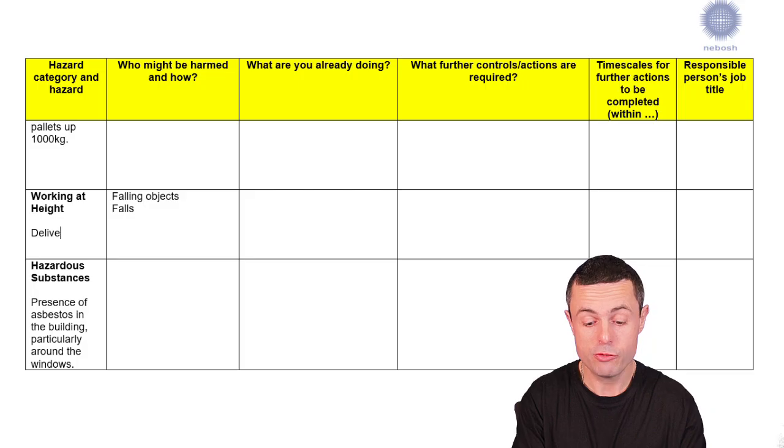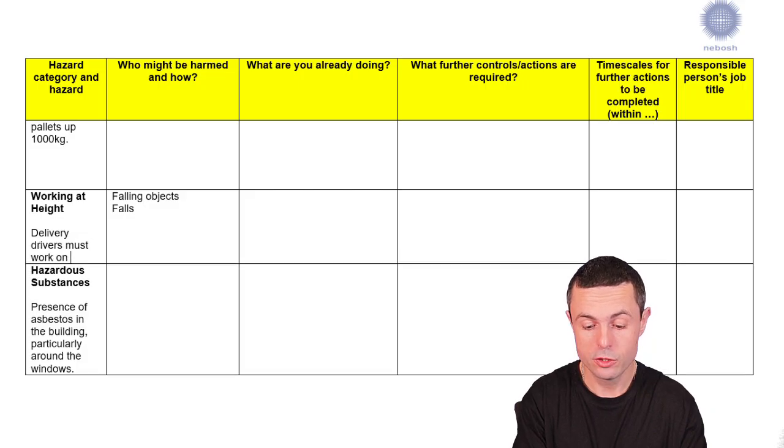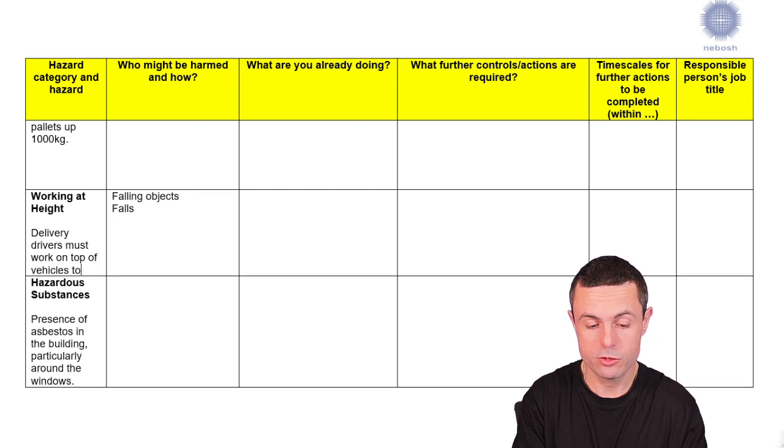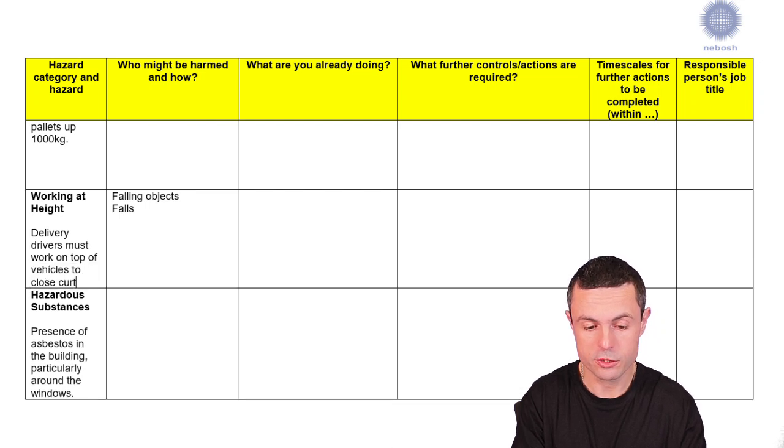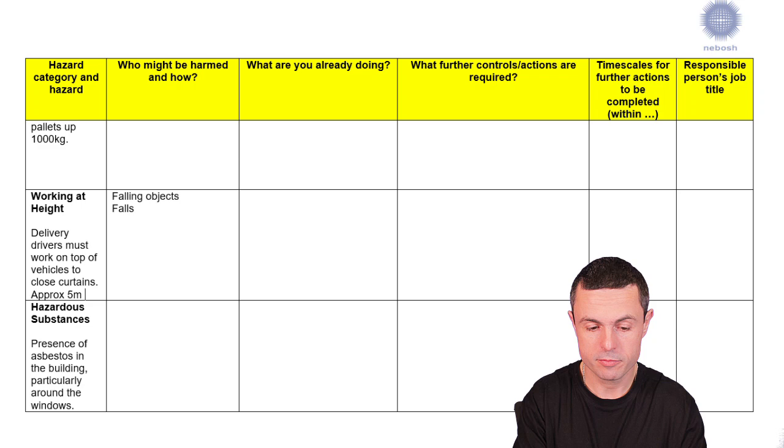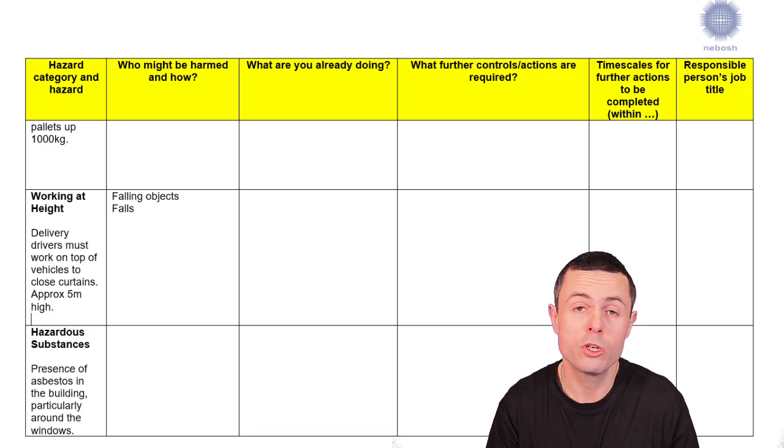So what could be a hazard? Well, it could be delivery drivers must work on top of vehicles to close curtains, approx 5 meters high. That would be an adequate description of a work at height hazard. I'm describing the situation, I'm describing where they are, why they're at height, what is the work at height place, and I've given an indication of the height.